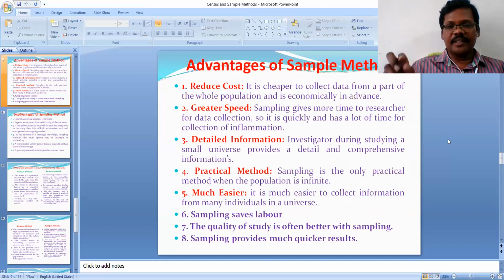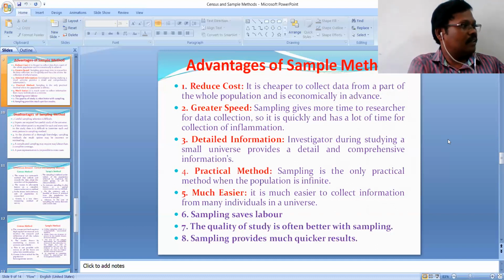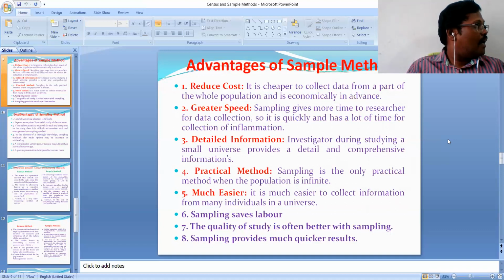Since the investigator is taking information from a smaller number of people, while studying a small group it provides detailed and comprehensive information. It will take more information from the respondents. So that's why this method is very useful, and also a practical method.